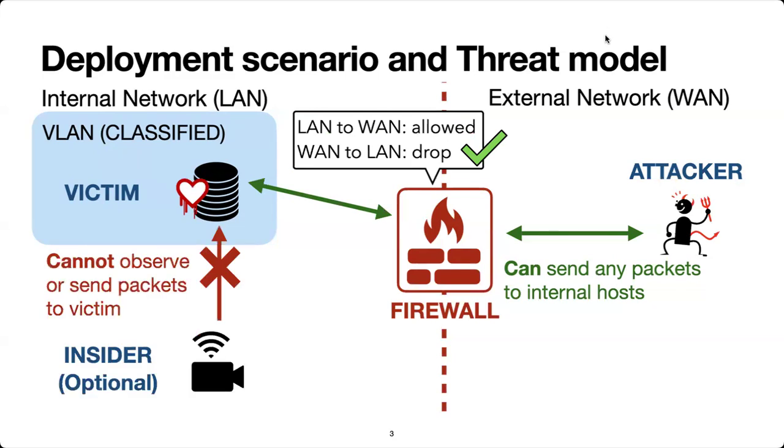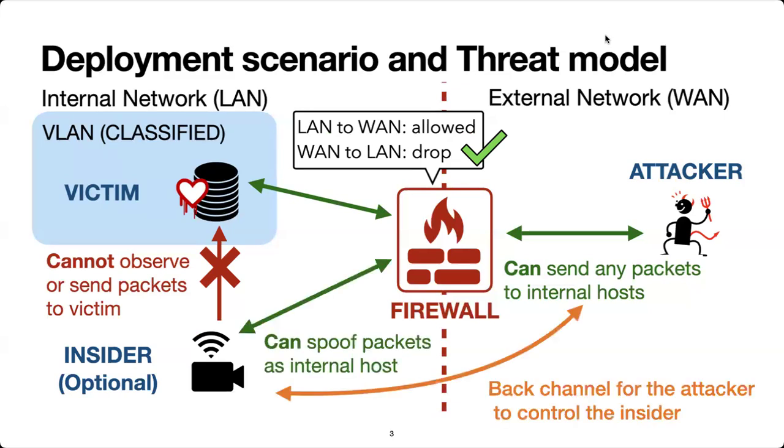There might also be an insider threat in the network. So this insider might be a low security IoT device that has been compromised by the attacker using an attack such as Mirai. Now, because the operator is security conscious, they kept their critical victim servers in a different VLAN. So the insider cannot observe the victim or cannot send packets to the victim. However, this insider can spoof packets as the victim and send them towards the firewall.